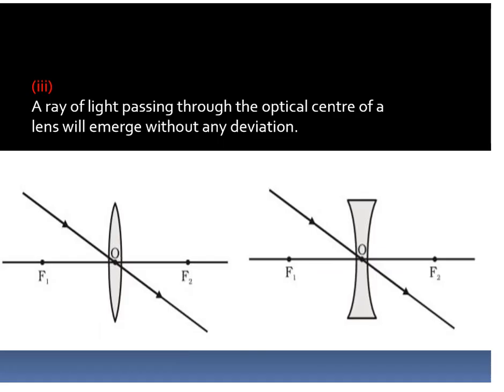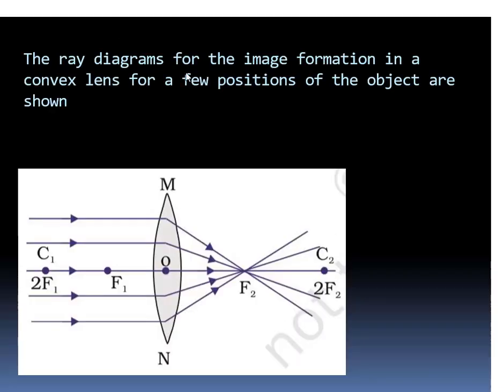Okay. Next point, a ray of light passing through the optical center of a lens will emerge without any deviation. So if this ray of light is passing directly through the optical center, it will not deviate from its path. It will not be refracted. Okay. So in this video, we have covered the basic rules of drawing ray diagrams.